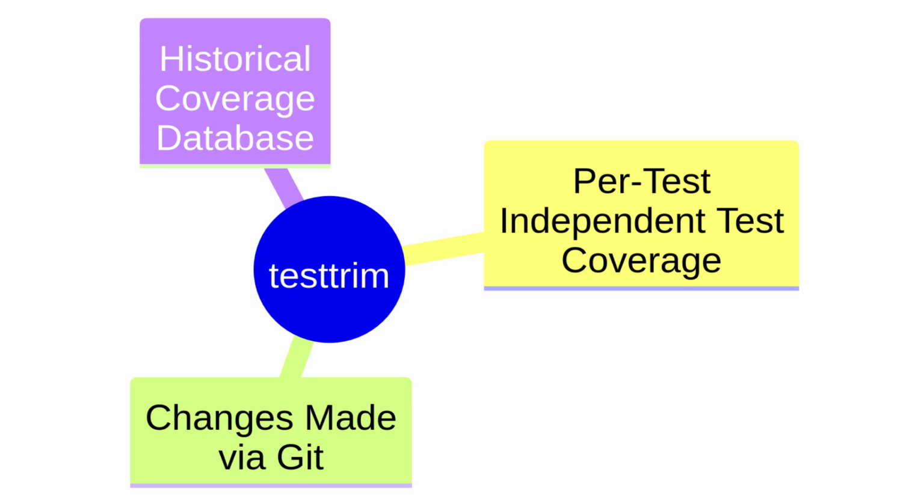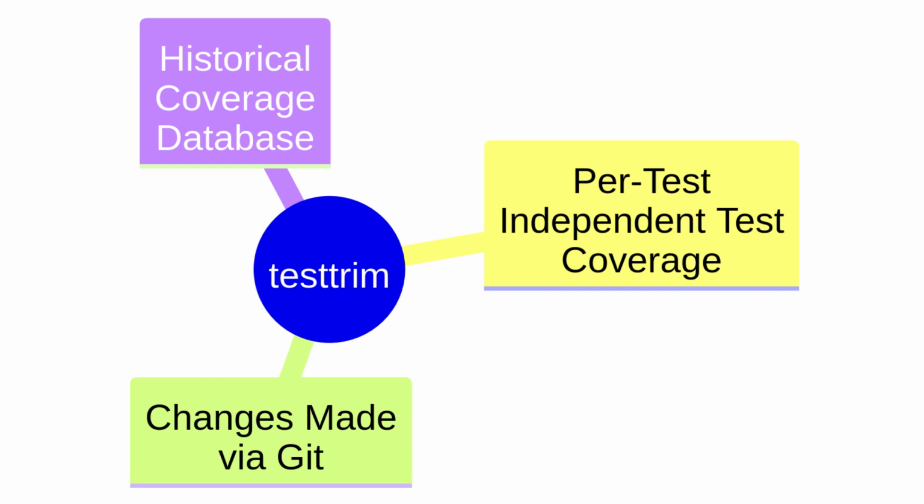There are basically 3 parts to testtrim's functionality today. One is when it runs tests, it runs them with independent coverage output. So the tests are instrumented, and then they provide information about what functions and files they executed on a per test basis. 2 is we take a look at, using the source control system, what changes have been made since the last time we ran a test.